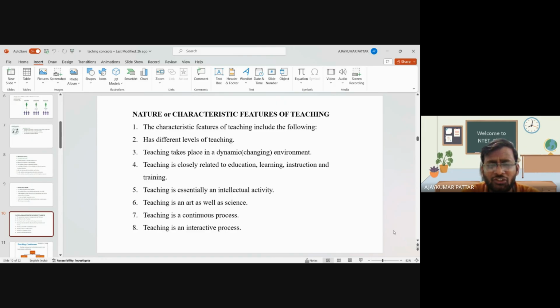Different levels of teaching are there. School teaching is different, adult teaching level is different, higher education has its own level. Teaching has different levels of teaching. That is the meaning of this.